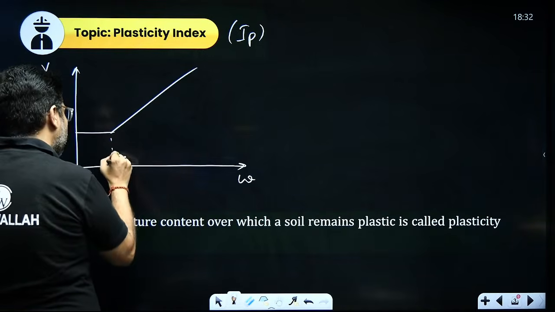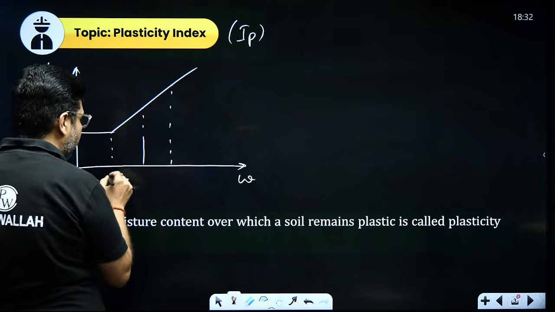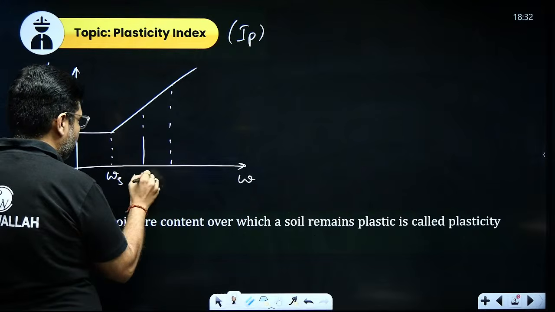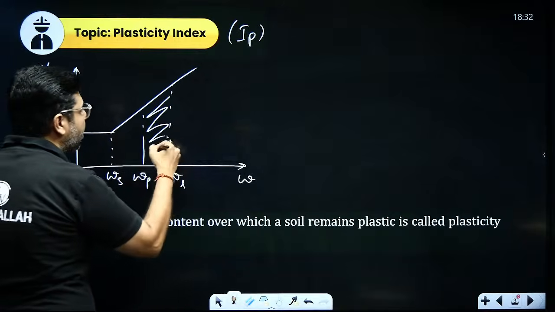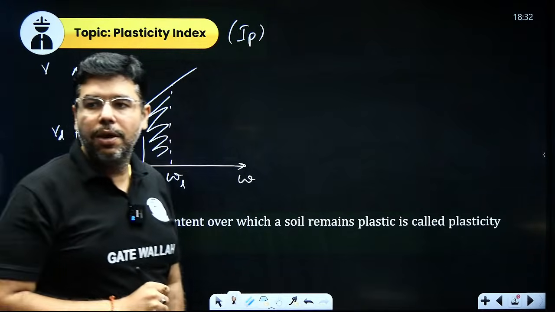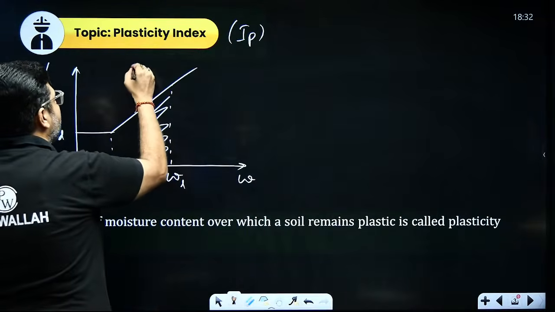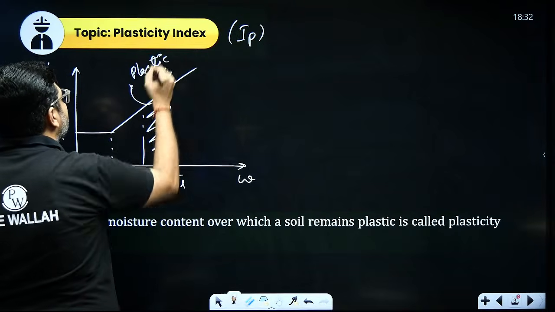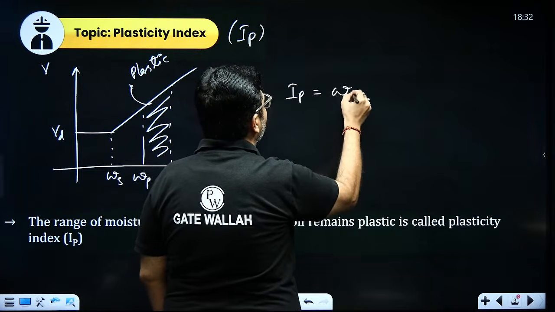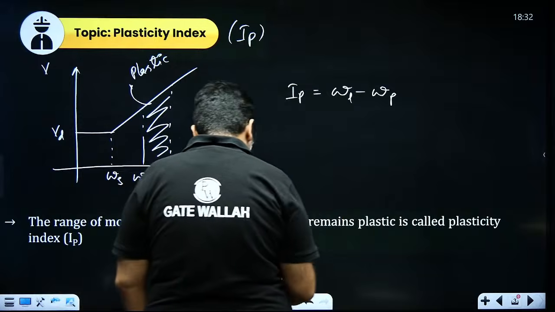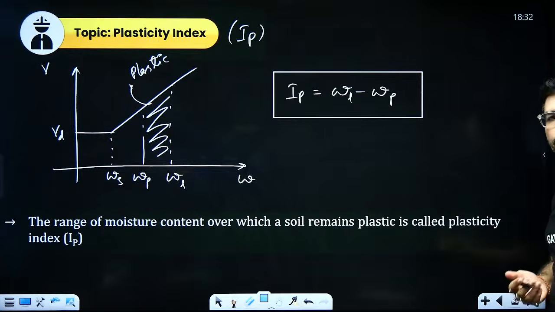Now, IP is the range of moisture content over which my soil is showing plastic behavior. This is WS, WP and WL, and this is VD. So, this is the range over which my soil is showing plastic behavior. IP is nothing but this range, that is IP is equal to WL minus WP.